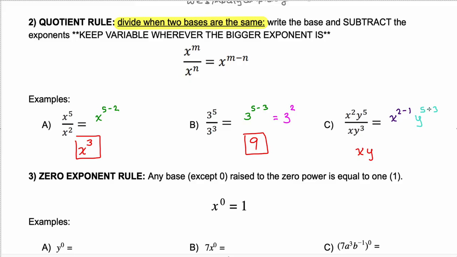Y is raised to 5 minus 3, which is 2. So our simplification of this problem, x squared y to the 5th divided by xy cubed, simplifies to xy squared. And nothing was in the denominator because the only 2 bases we had, both of them went to the numerator because the exponent that was bigger was originally in the numerator.